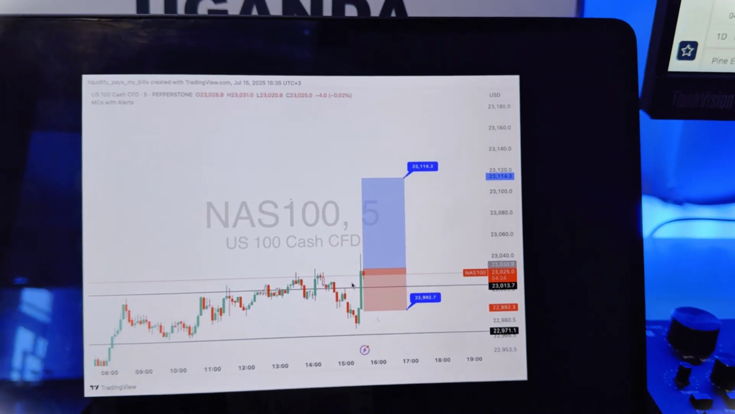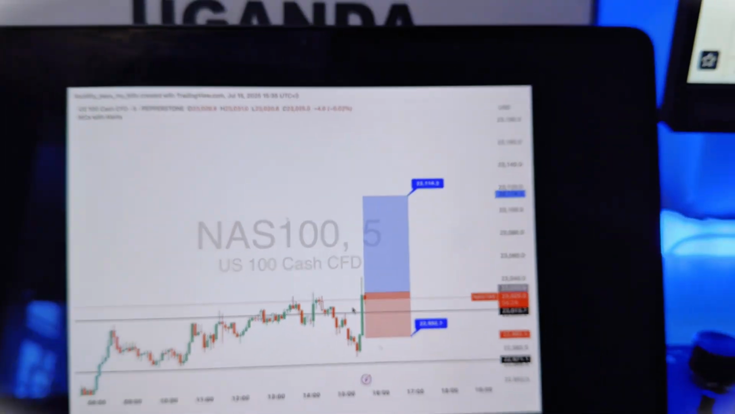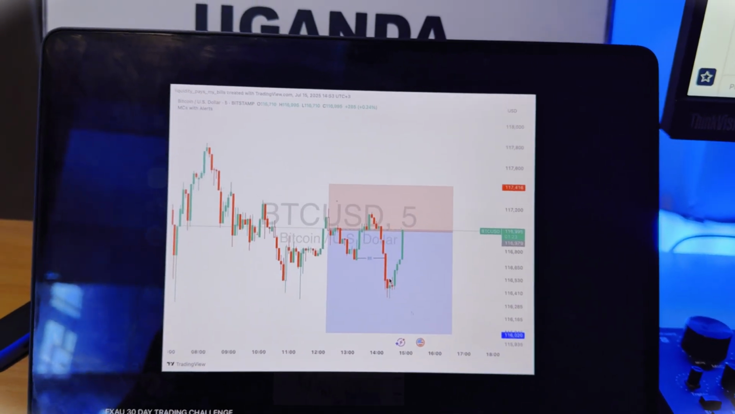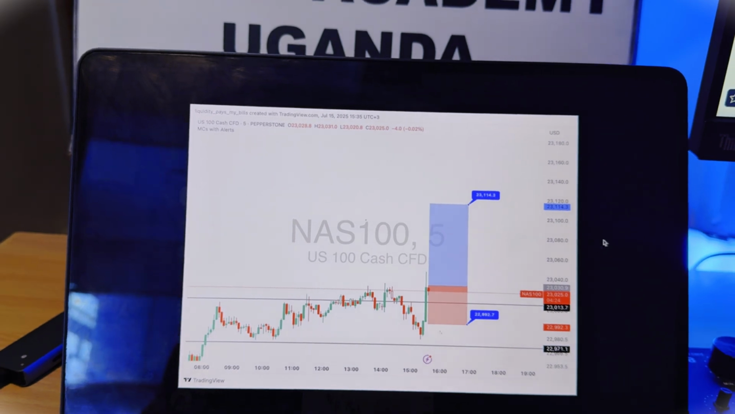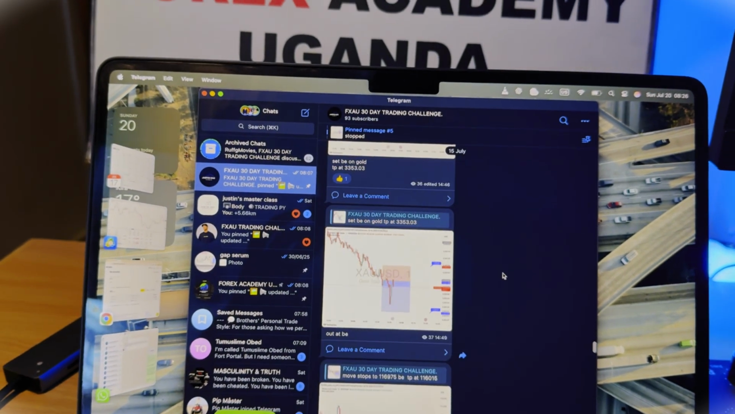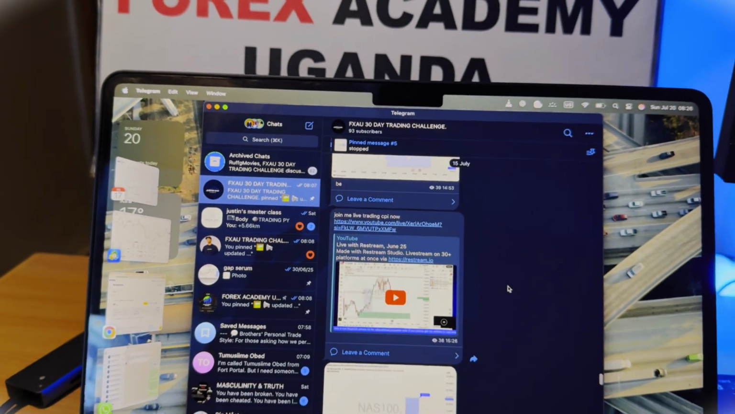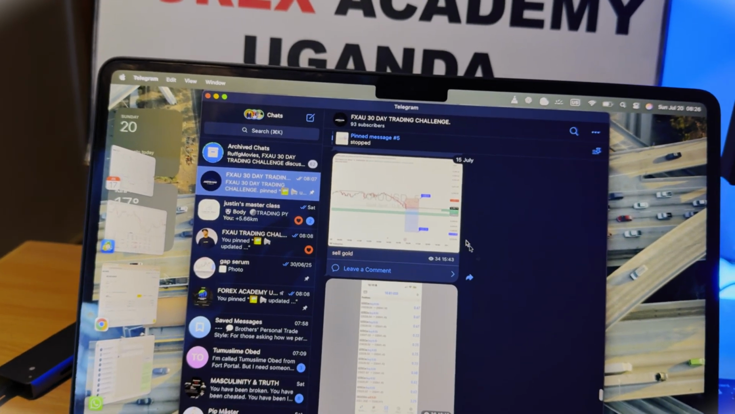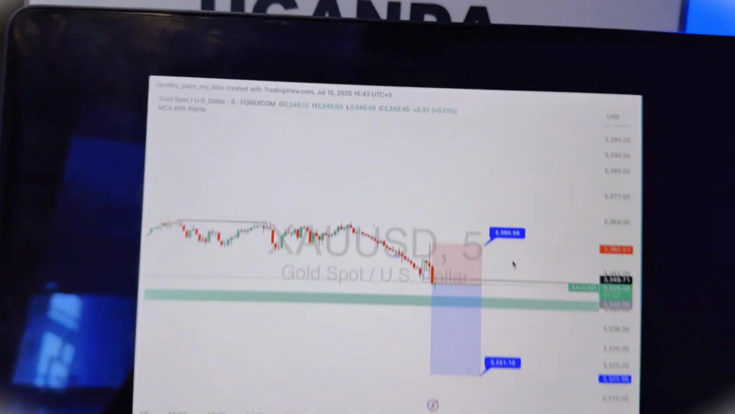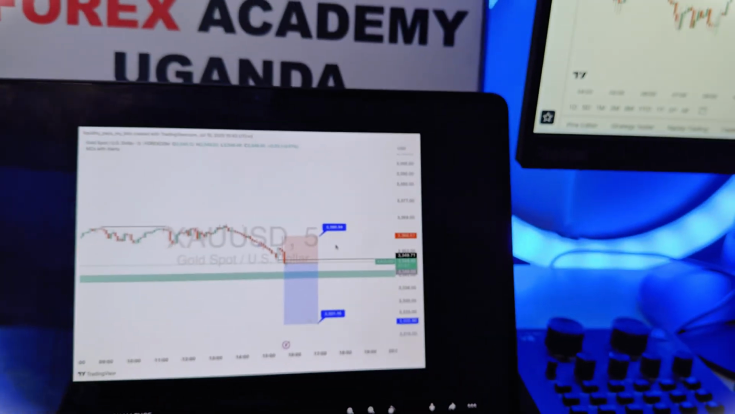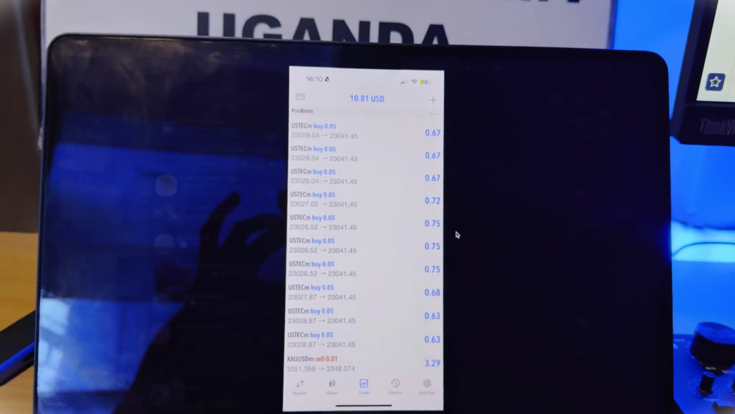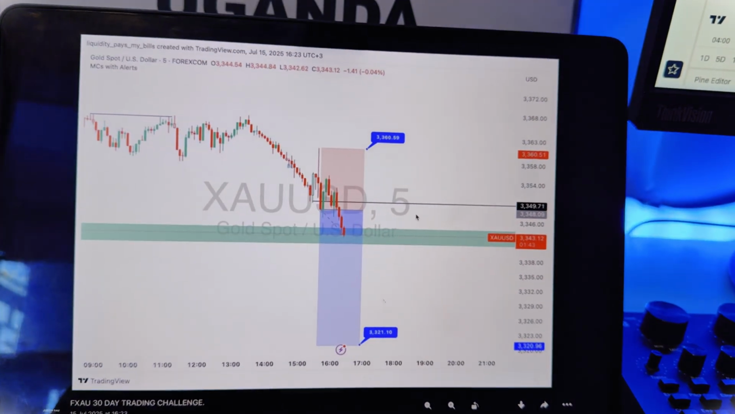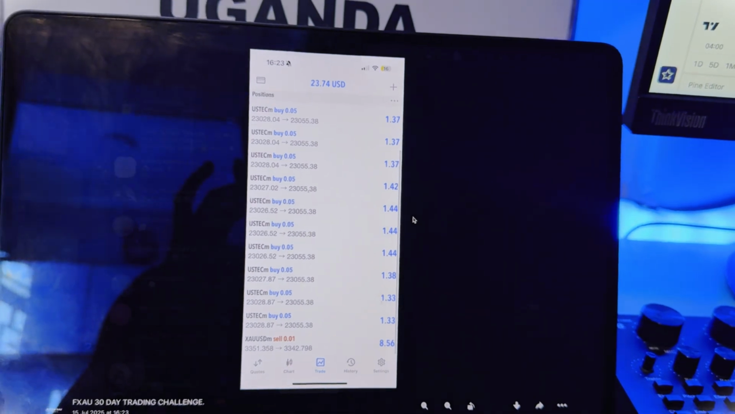So we had the last signal, which was the Nasdaq buys. It was Nasdaq buys, and Nasdaq also stopped us out at BE. So that was how 15th July went. But again, I caught another gold setup. It was a sell setup. Let's see how it went into profits. Also, that's the Nasdaq, so gold going into profits.